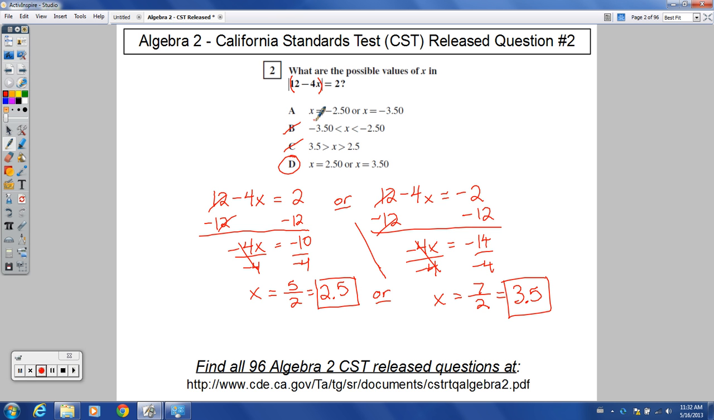If we at least check that mentally, 4 times 2.5 would be 10, and 12 minus 10 would be 2. The absolute value of 2 would be 2. So it checks that one. So I'll make a little check mark to remind myself that I checked that one. 3.5, I have 4 times 3.5 right here, would be 14. 12 minus 14 would be negative 2, and the absolute value of negative 2 would be positive 2. So, yep, those both check out. We are good to go. Ready to move on to number 3.